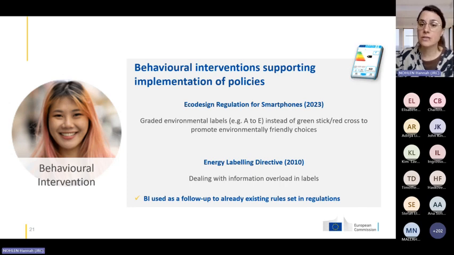And for the eco-design regulation, the findings showed that graded environmental labels were more effective than binary labels, which simply indicate if an option is good or bad. So this way of involving BI in policymaking is the most commonly understood and used. BI develops an intervention as a follow-up to an already existing regulation or to support the communication of traditional policies. But in this case, BI is rather a plug-in, as behavior scientists have no input or say on whether a label is the appropriate action or not.